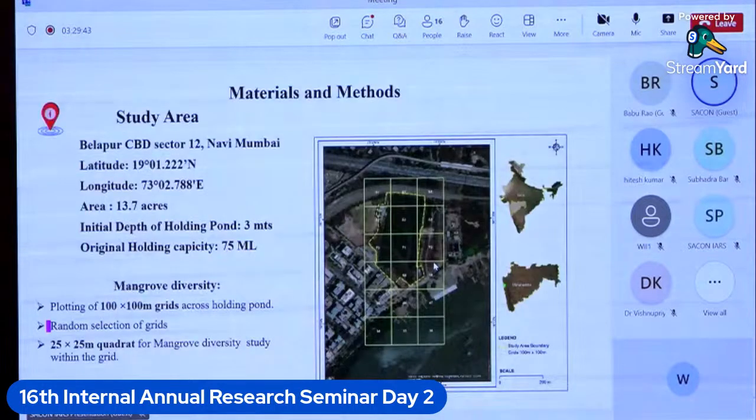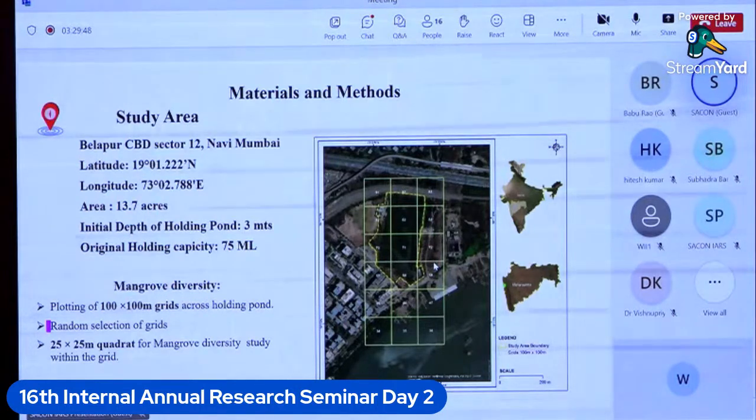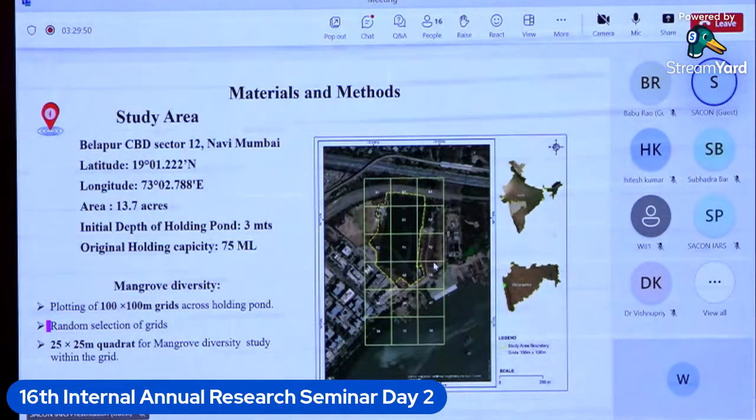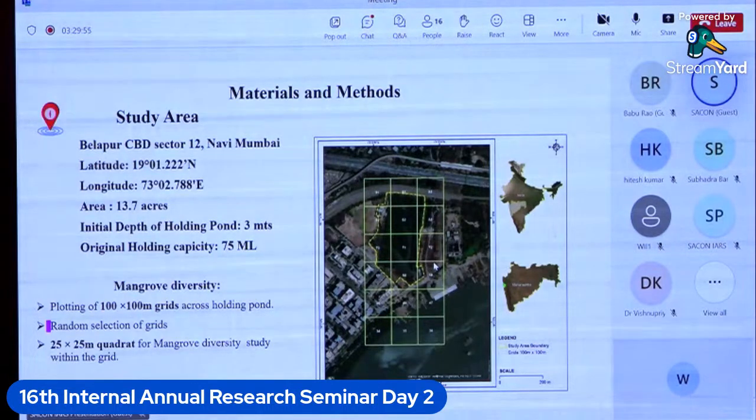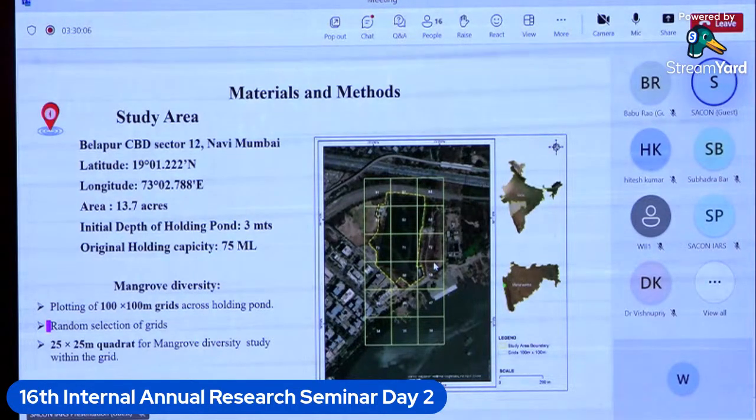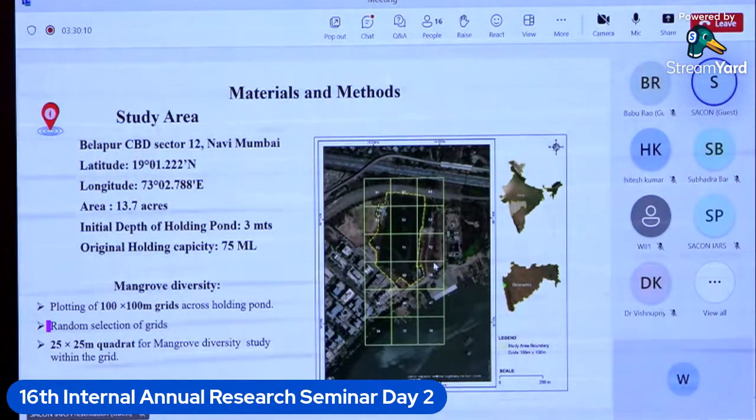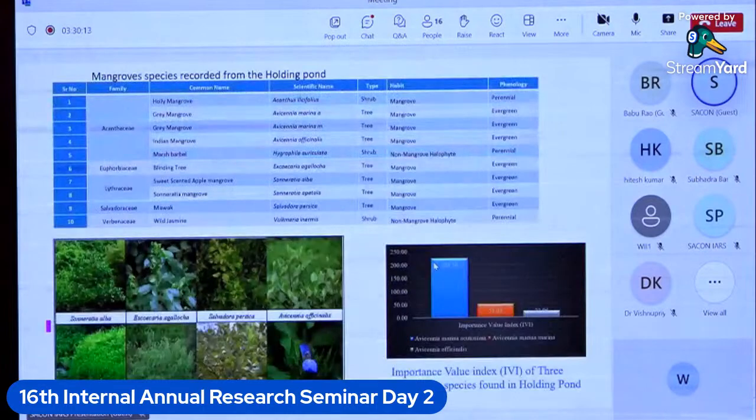So the study area, as I said earlier, is Belapur, CBD Belapur holding pond number 12. The holding capacity of the pond was something like 75 million liters initially, where the depth of the holding pond was 3 meters, which has now reduced to just about a meter. And we studied the mangrove diversity by plotting 100 by 100 meter grids to assess the overall mangrove diversity. The mangrove species that we got were basically 8 species with 2 mangrove associates.